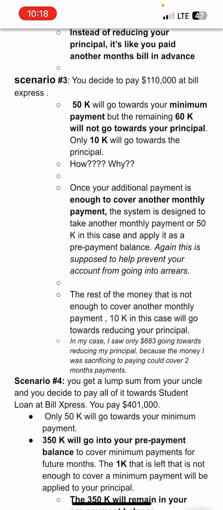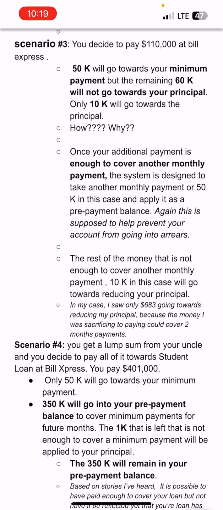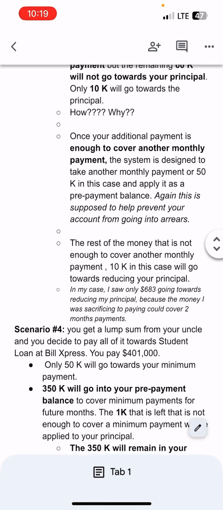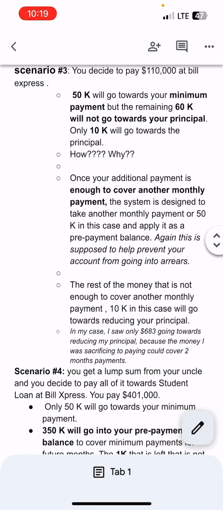So you pay enough for this month and enough for next month, and you have some change left over. You're not thinking about this. You're thinking, well, 50k is going to go towards my minimum and 60 will reduce my principal, and I'm going to save so much money. That's not what happens.